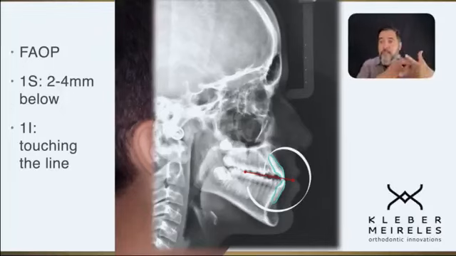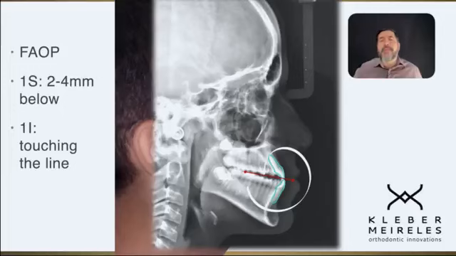When you do the extrusion of posterior teeth, allowing for the rotation of the mandible down and backwards, we're correcting most of the problem. The class 3 sagittal problem will be corrected by means of this rotation. And I'm going to prove that to you.